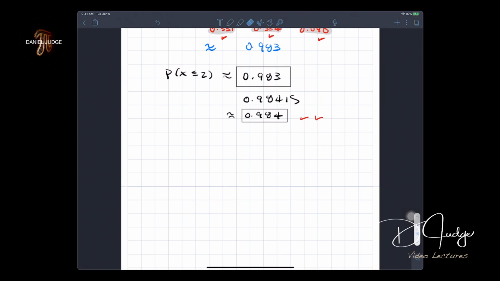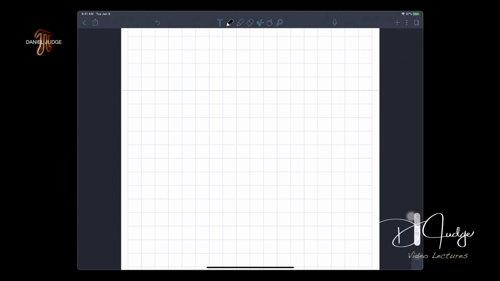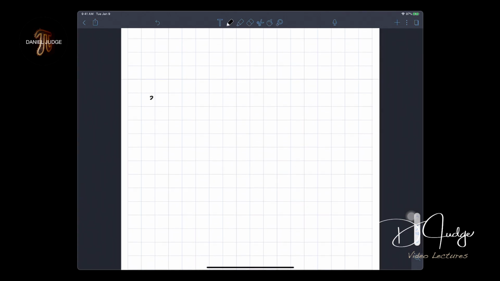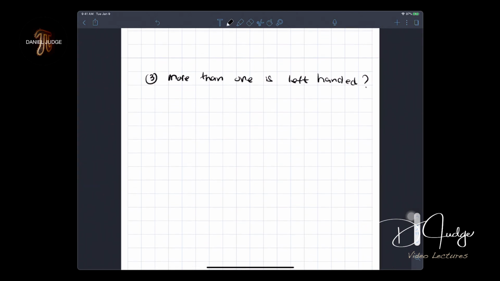Gold. Well, that looks kind of nice. Let's do the next one here. How about if we say more than 1 is left-handed? More than 1.